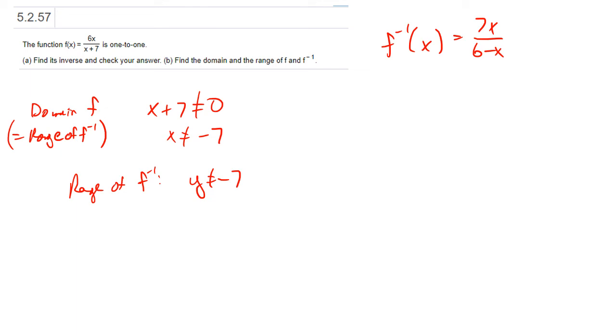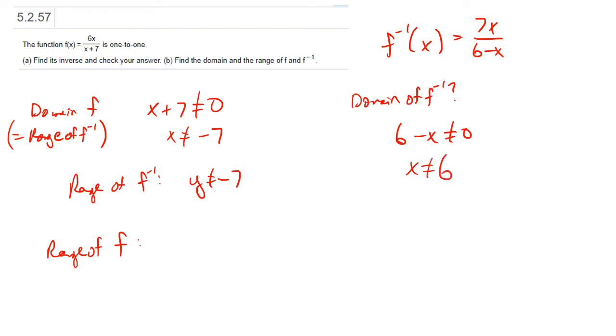Similarly, if I was trying to find the range of f, what I would really do is say, what is the domain of f inverse? Well, f inverse is another rational function here, 7x over 6 minus x. The only obstruction is we don't want the denominator to be 0. In other words, x shouldn't equal 6, which means the range of f is all y other than 6.